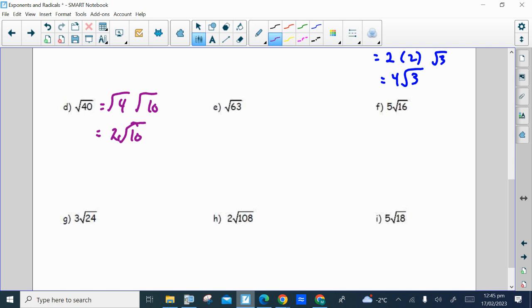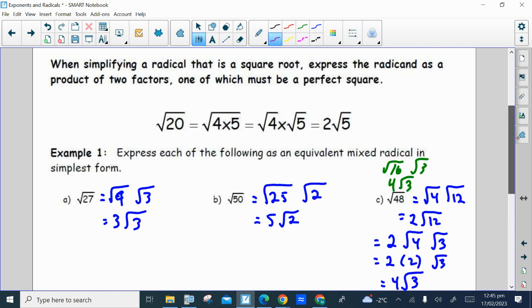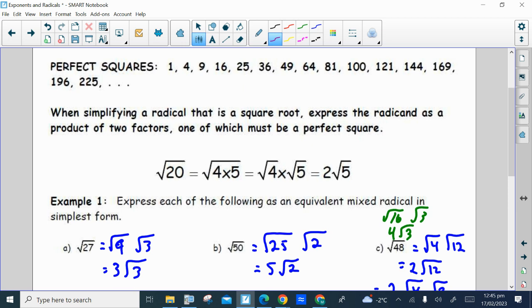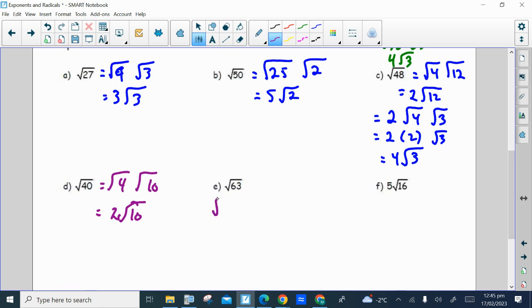You go through that list of perfect squares. The first perfect square that we would use potentially is 4. So take your calculator and divide 63 by 4. It won't go evenly. You'll get a decimal. So then you go to the next perfect square, which is 9. And if you go 63 divided by 9 in your calculator, you'll get 7. Which means 9 times 7 is 63. So we break that down to root 9, root 7.